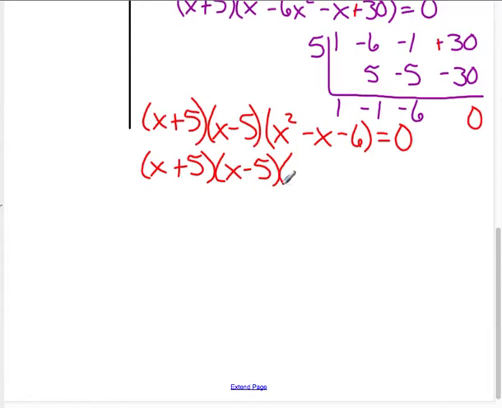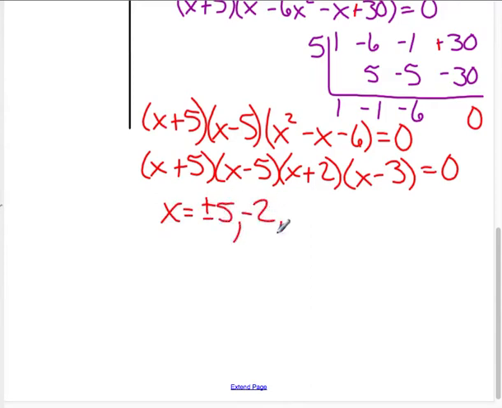So what multiplies to negative 6 and adds to negative 1 would be a positive 2 and a negative 3. So to finally finish all of our roots, we have x equals positive or negative 5, negative 2, positive 3.